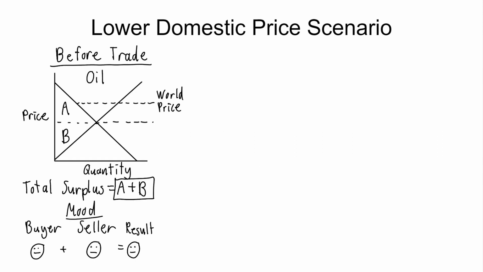Take a look at this graph. This is a hypothetical supply and demand graph of Canada's oil industry, whose domestic price is below the world price. Since the domestic price is lower, Canada has the comparative advantage in the good. It should export the good to other countries.